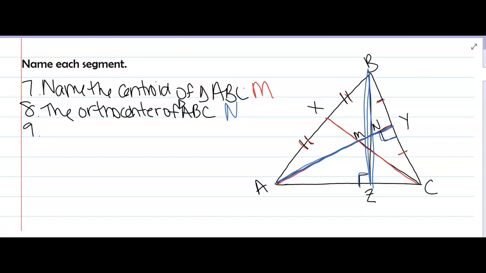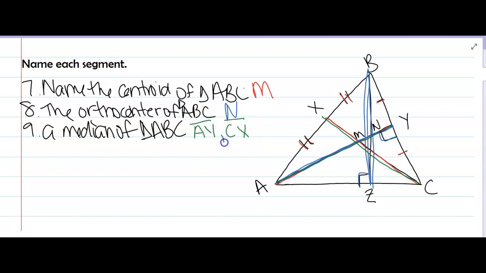Okay, number 9, let's name a median of triangle ABC. Now I have 2 options for medians here. You could name either AY, remember we said that it cut that segment in half, or you could name CX. You wouldn't have to name both of them. You could if you want, but segment AY and segment CX are both going to be medians.